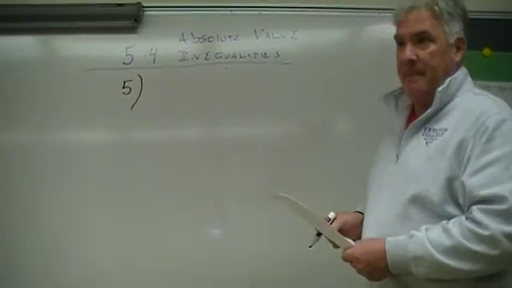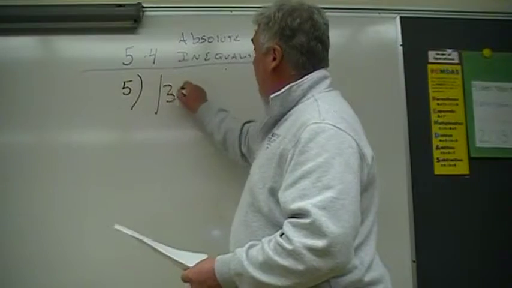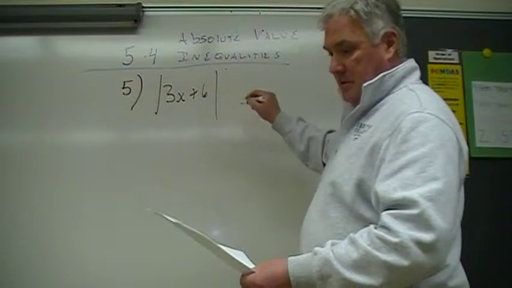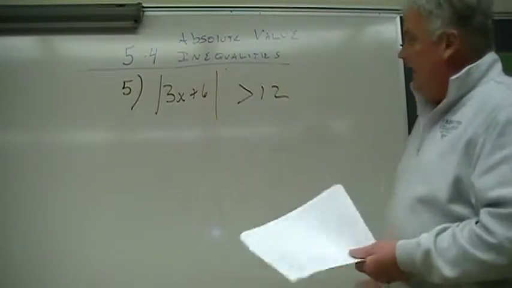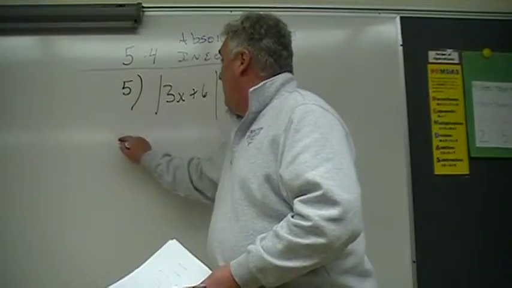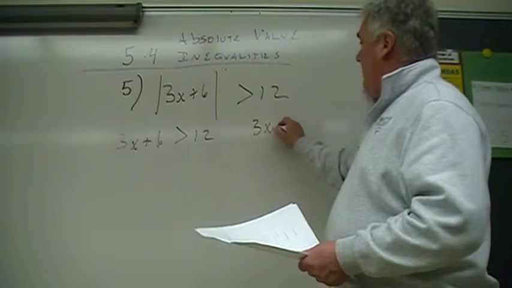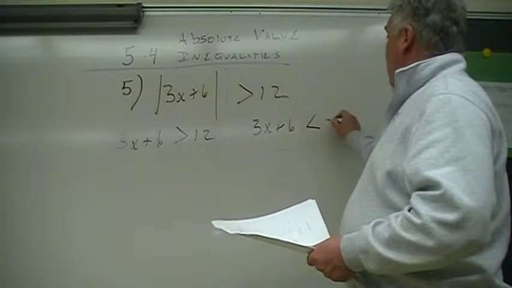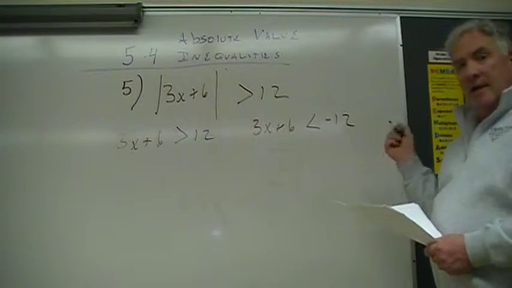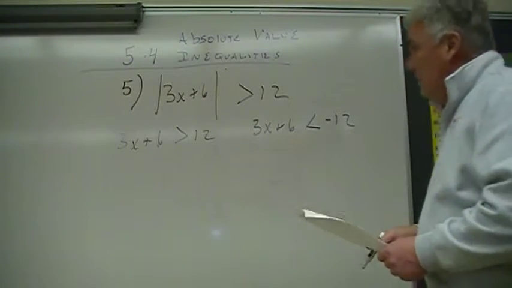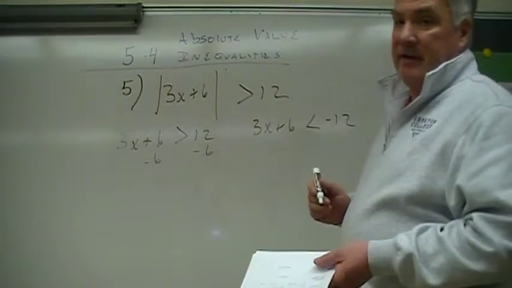Number 5. 3x plus 6 greater than 12. Okay, same as we've always done. 3x plus 6 is greater than 12. 3x plus 6 is less than negative 12. Change the sign, change the sign. That's what we have to be able to do. Solve it. It's a 2-step equation. Now it's just like what we did in 5.3.